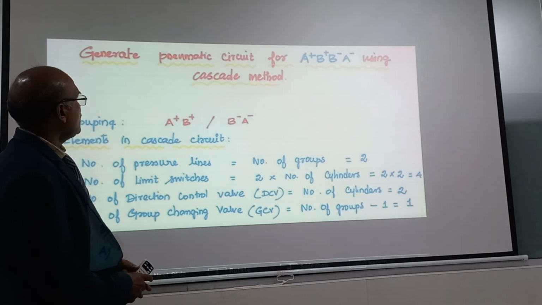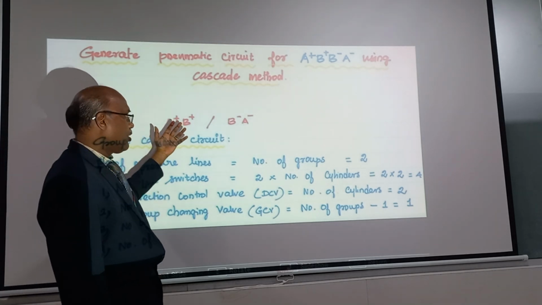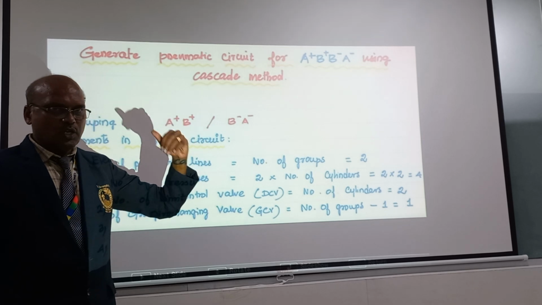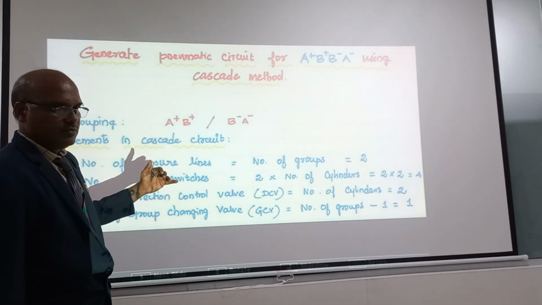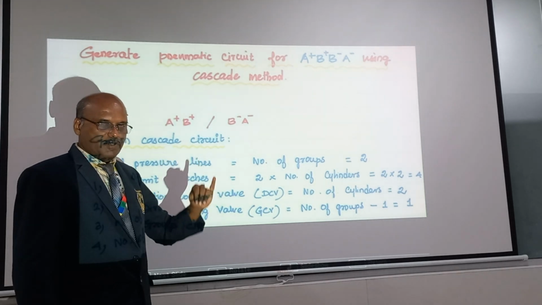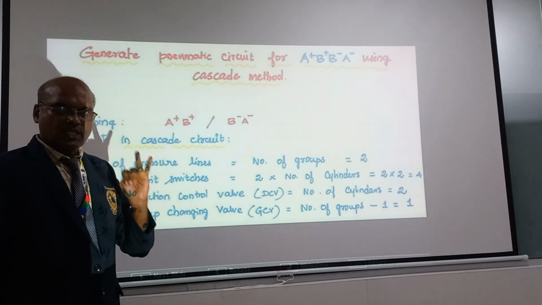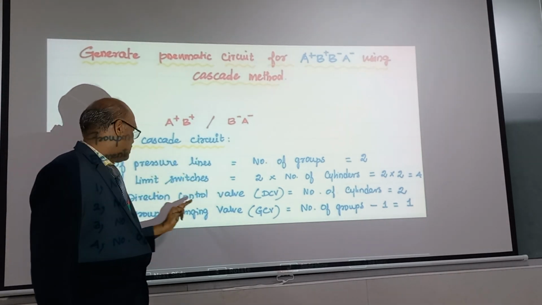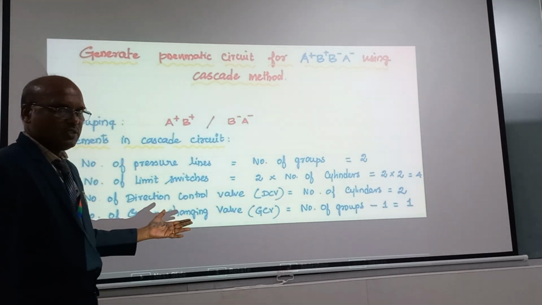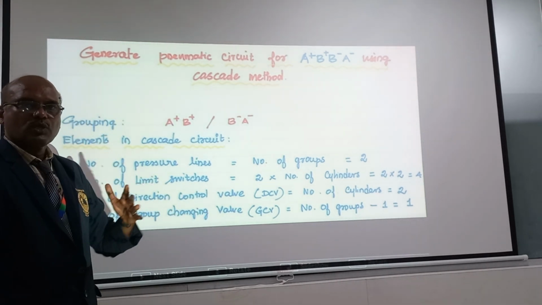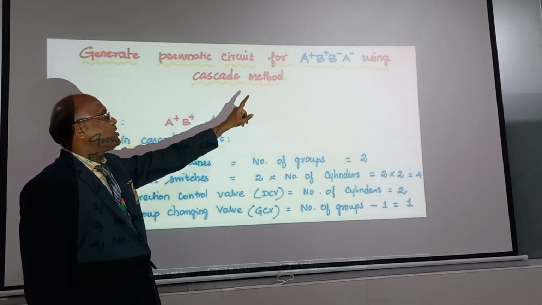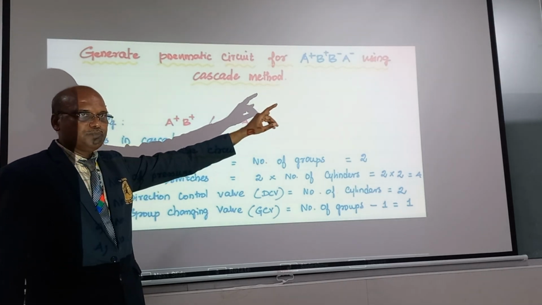Okay. Now in the problem what is given is A plus, B minus, A minus. So now you understood what I told earlier. Okay, what you have to do: first you have to form a group. Second, pressure line. Third, limit switch. Fourth, direction valve. Fifth, group changing valve. These are the things you have to form before starting drawing a cascade circuit.